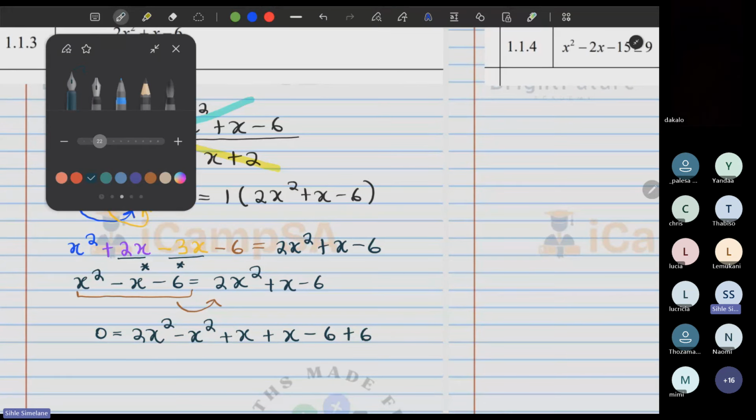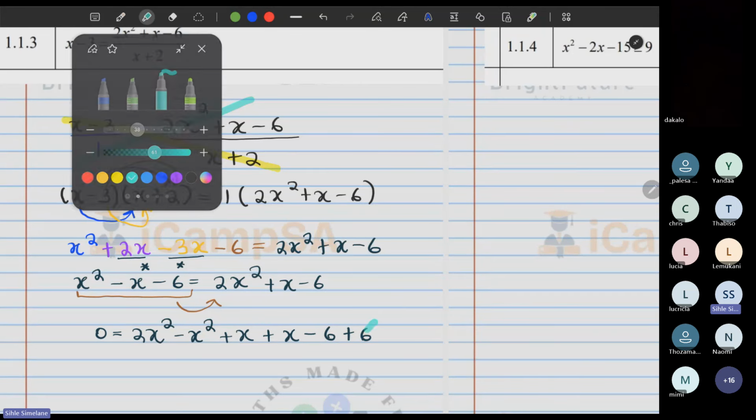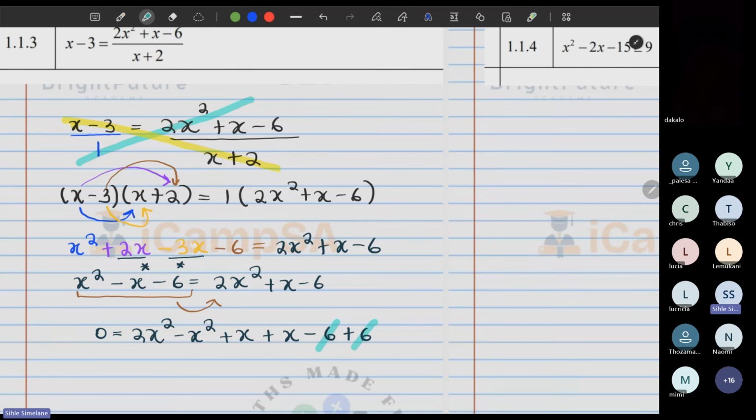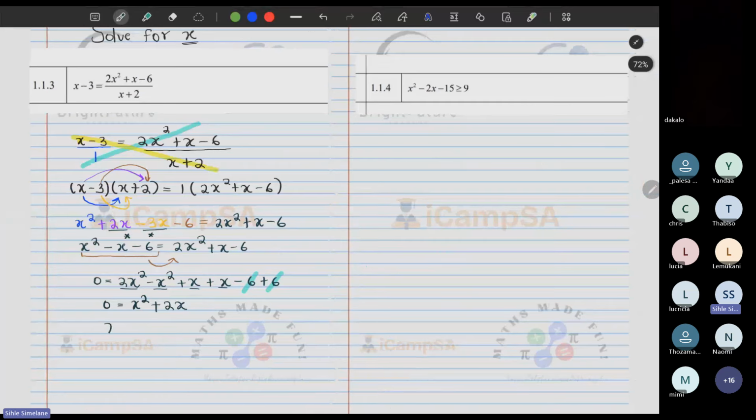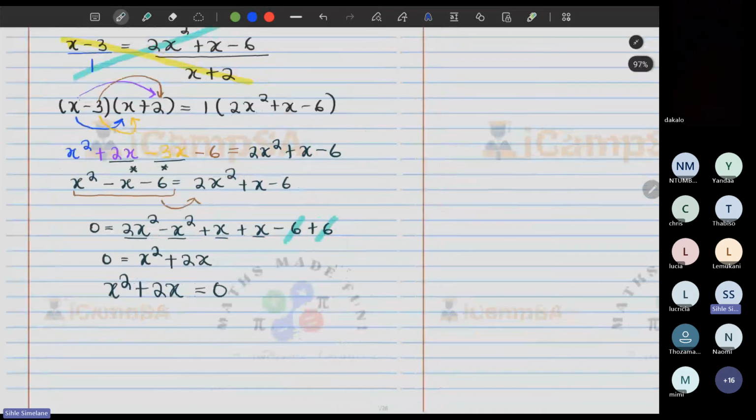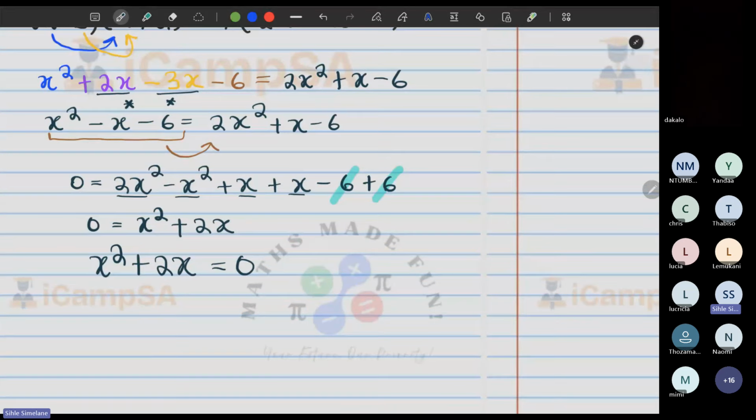So let's see if there are any terms that cancel out. If you look carefully, we have minus 6 and plus 6. So this term and this term cancel out. What we are left with is 0 equals 2x squared minus x squared, that becomes x squared, and then we have x and x, that becomes 2x. Some of you are more comfortable when you write things on the right, so some of you are comfortable when you move the 0 to the right-hand side. Now we need to factorize this, guys, and then solve for x. How do we factorize this? x squared plus 2x equals 0.